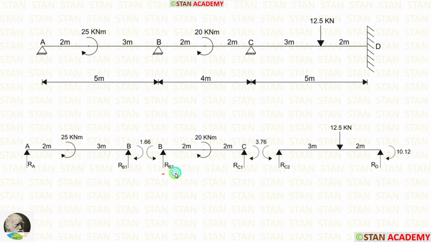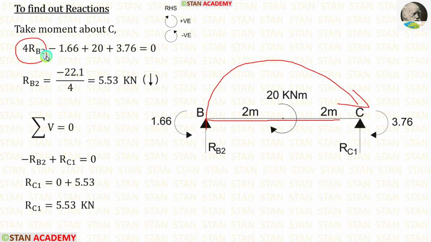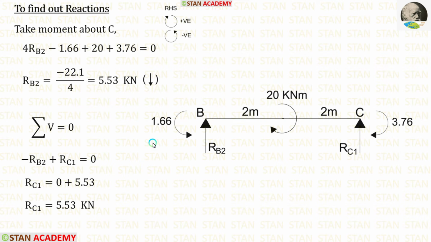Now, let us take the span BC and calculate the reactions. In the span BC, there are two moments, MB, which is acting in the anti-clockwise direction, and MC, which is acting in the clockwise direction. In this span, first I am going to calculate RB2. For that, I am going to take moment about C. RB2 is acting towards the point C in the clockwise direction, so it will be positive and the distance is 4 meter. So for RB2, then there are three moments.